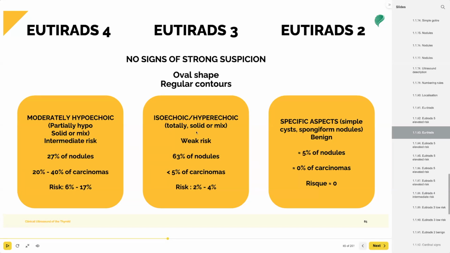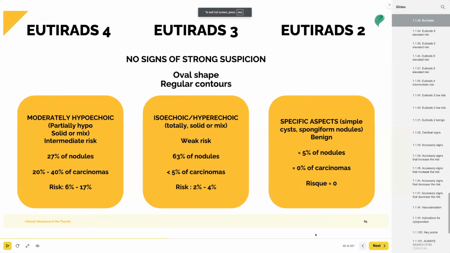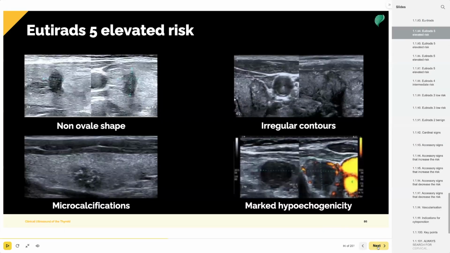3 would be isoechoic, hyperechoic. A weaker risk, about 63% of nodules fall into this category. Less than 5% are carcinomas. The risk is not very high at all. It's 2 to 4%. For thyroids 2, about 5% of the nodules fall into this category, and 0 are usually carcinomas.